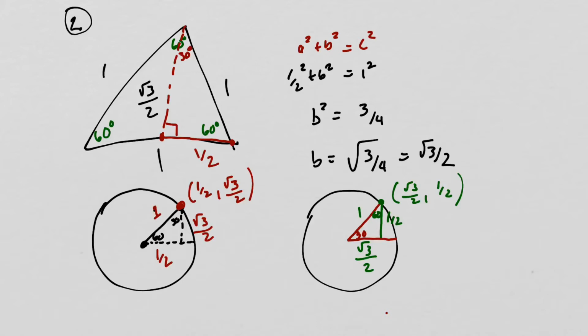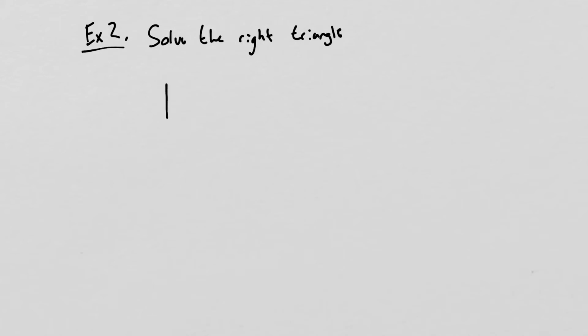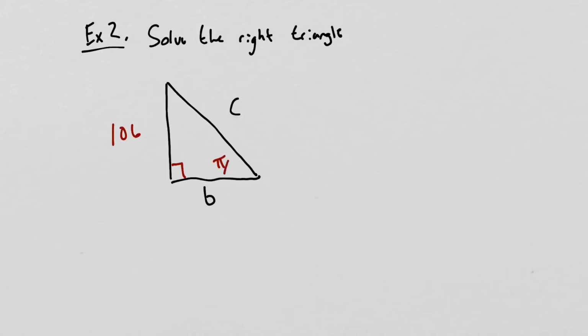Let's go ahead and find all the angles and all the sides of a given right triangle that's not necessarily a special right triangle. Example number 2. Suppose we're given the following right triangle. This side has length B, this side has length C, this side has length 106, this is 90 degrees, this is pi divided by 5, and this side has length x.